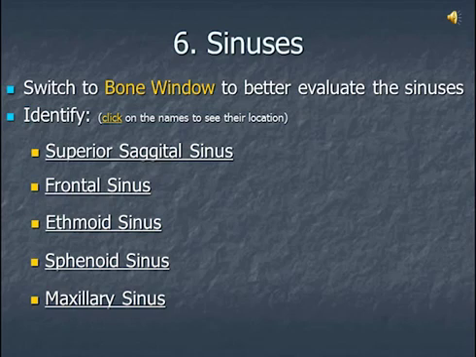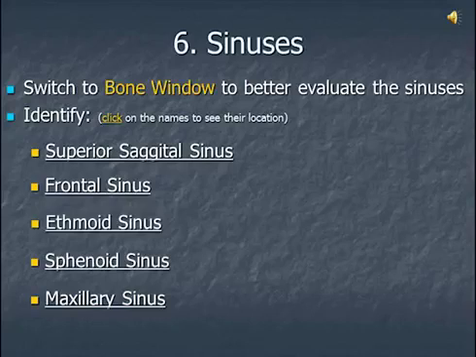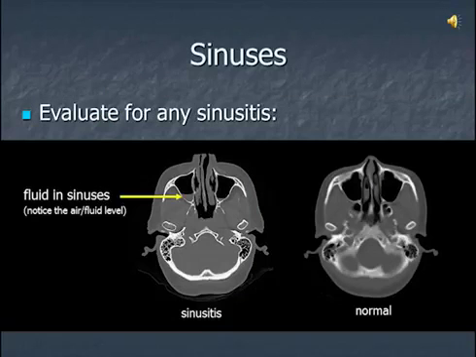Now we switch to the bone windows and have a look at the sinuses. Click their names to see the location of the major sinuses. Look for evidence of sinusitis by examining for any air fluid levels in the sinuses. Also, don't forget to evaluate for mucosal thickening, blood in the sinuses, especially with a history of trauma, and any polyps or mucus retention cysts.